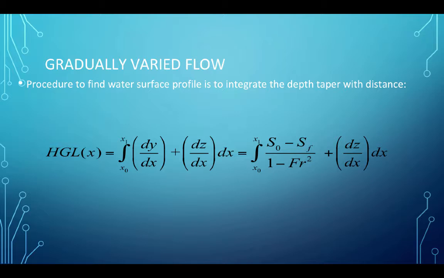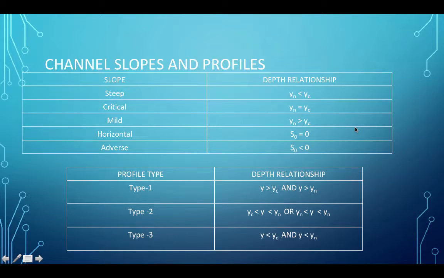The second part, the dz/dx, is pretty easy. We just integrate this part, and then we add on the bottom elevation at each spatial location. But I'm trying to do arithmetic here and make it look like we know how to do math. The channel slopes and profiles affect the direction of that integration, whether we integrate from a downstream control point and move upstream, or integrate from a control point and move downstream. The channel slopes are designated as steep, critical, mild, horizontal, and adverse, depending on the relationship of the normal depth, which is what we get from Manning's equation, and the critical depth.